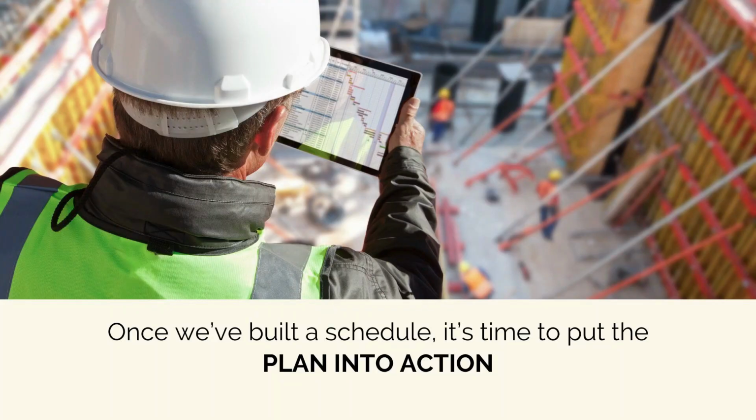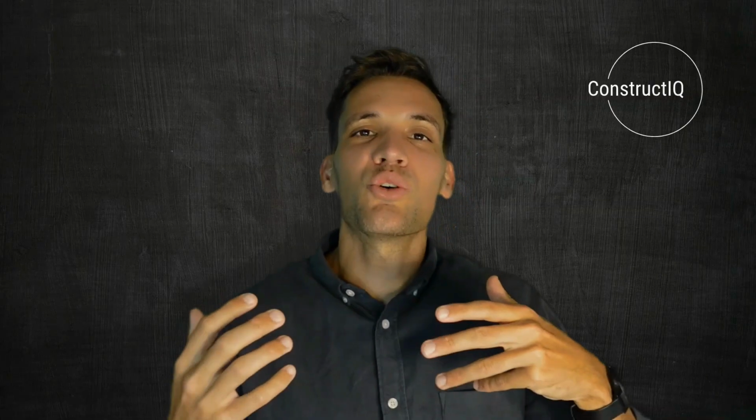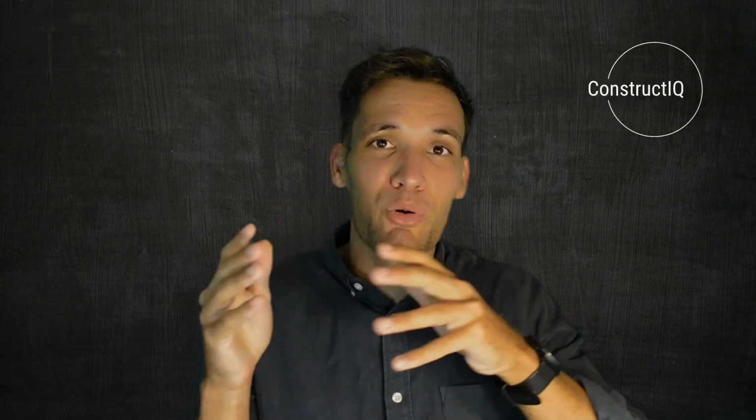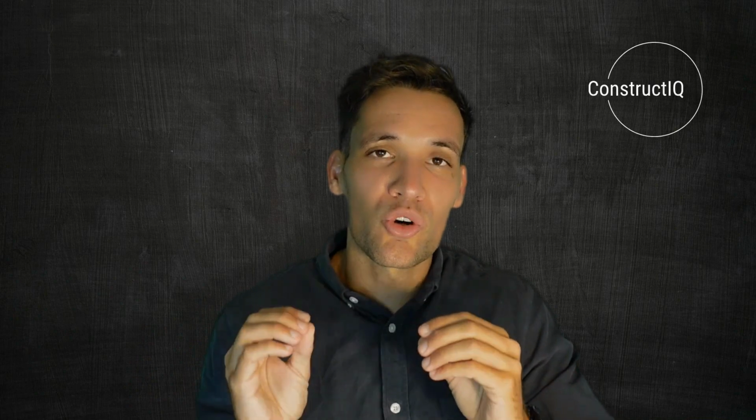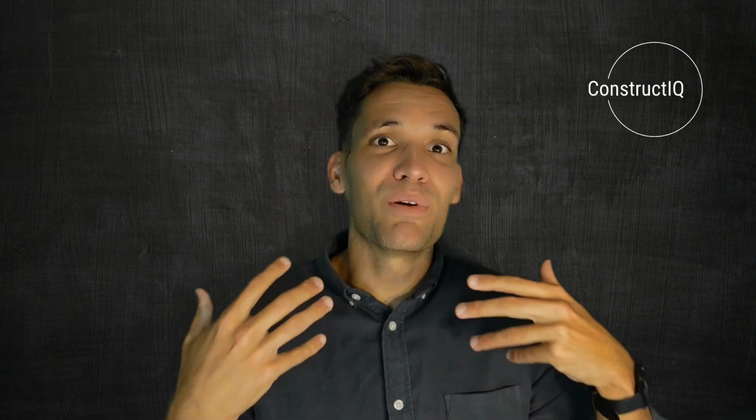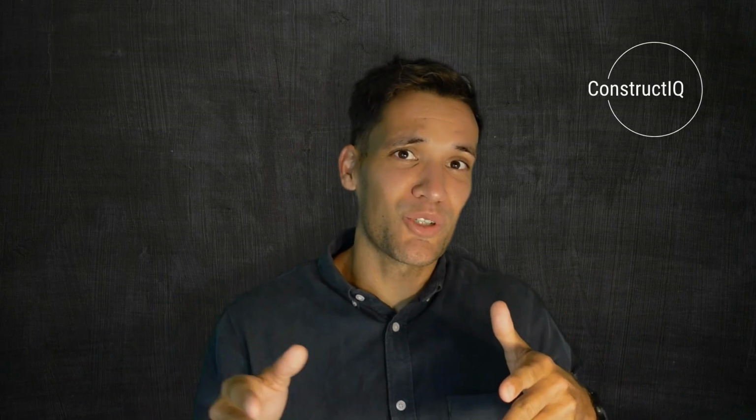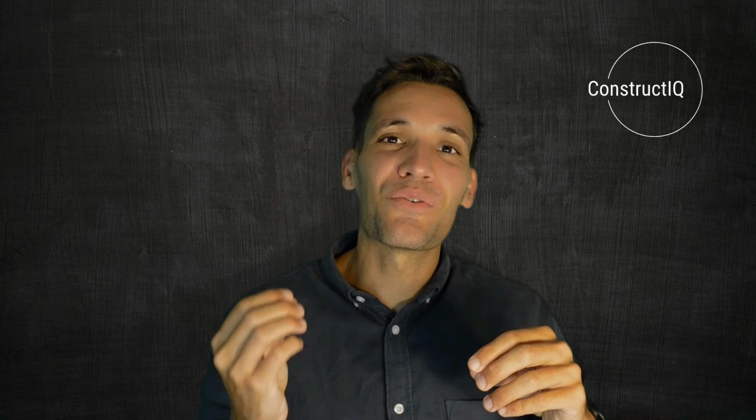In this video, we're going to talk about how to implement a project schedule. We're going to talk about how to take a plan and put it into action using short-range planning. A lot of times we hear people talking about how to develop a schedule, but once we've built a plan, the next step in project scheduling is to put this plan into action. And implementing the schedule is a fundamental part of project scheduling.